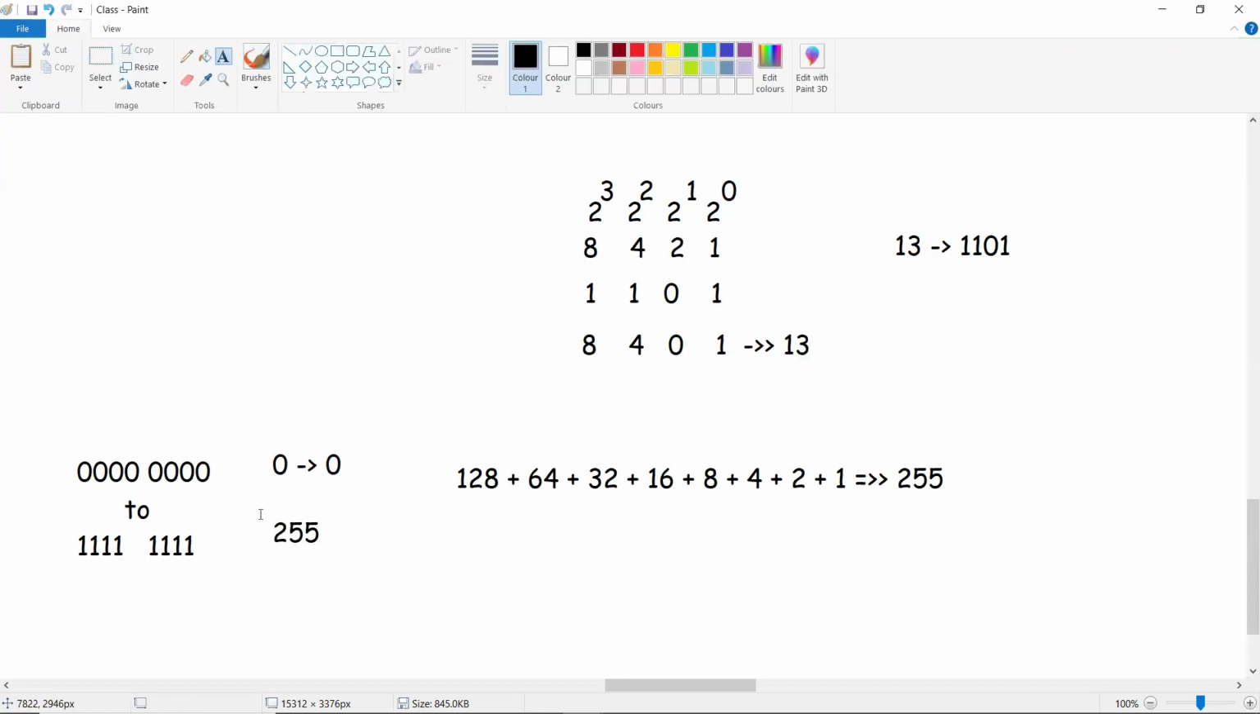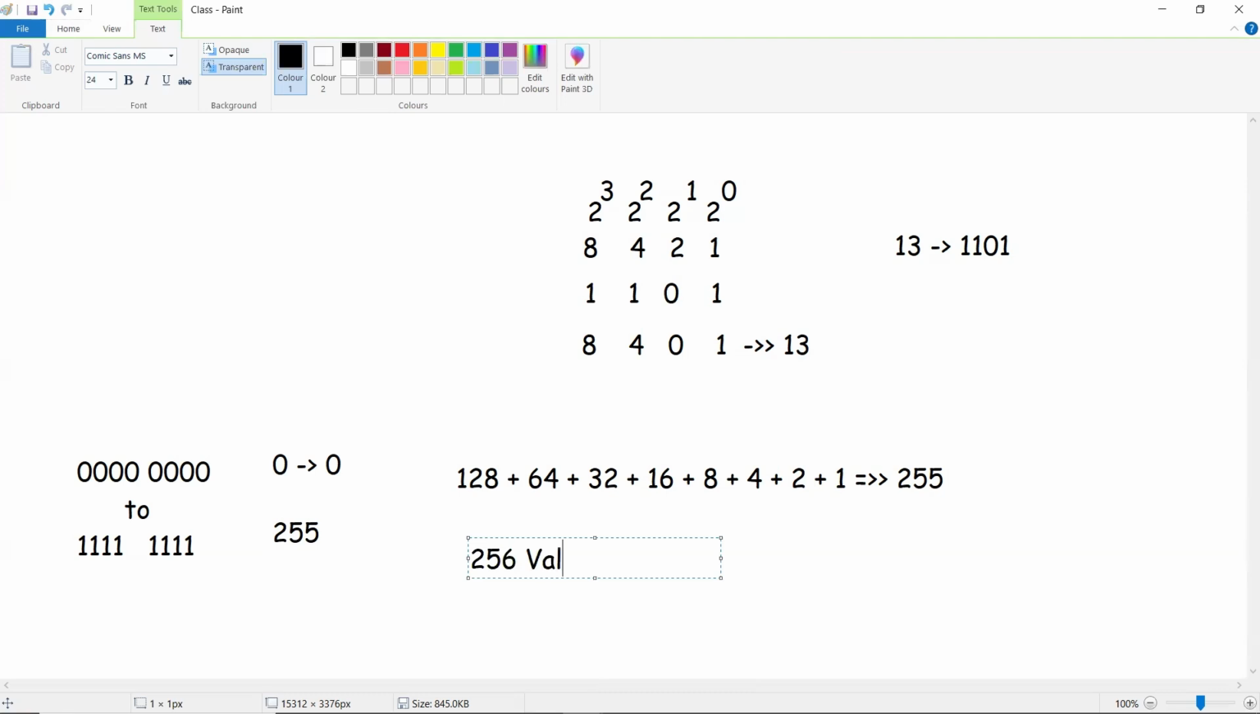Means on an average, how many values do we have? So we have 0 and 255. Means we can say there are 256 values for what? For 1 byte. So 256 values for 1 byte.